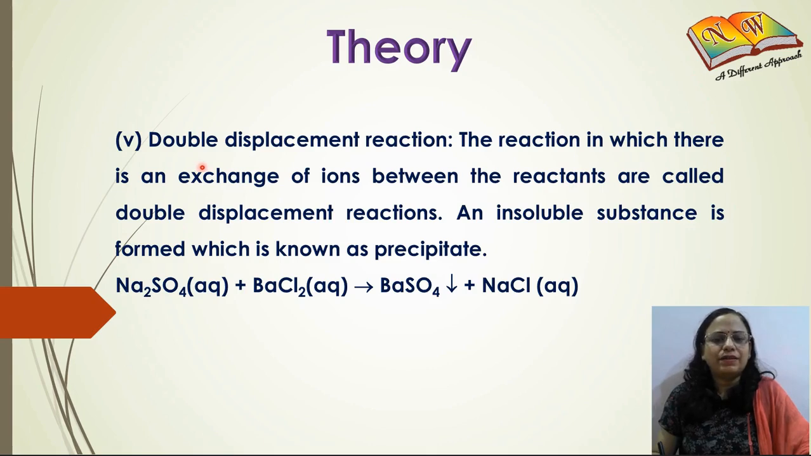The fifth experiment or the fifth reaction involved is a double displacement reaction. A double displacement reaction is a reaction between two ionic compounds where an exchange of ions takes place, resulting in the formation of products that are completely different from the reactants. So in this reaction, we'll be reacting sodium sulfate with barium chloride, resulting in the formation of sodium chloride and barium sulfate. Let's see this in the form of an activity now.